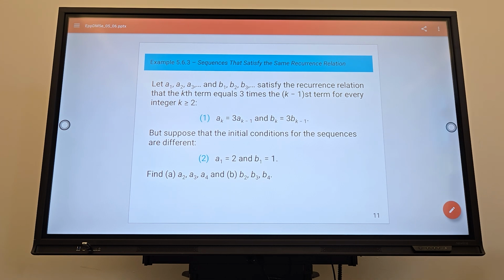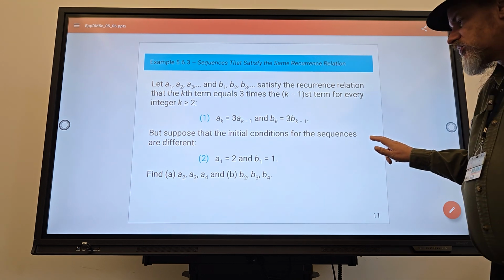But suppose the initial conditions for the sequences are different. Let's look at the first 3 elements following the initial conditions.